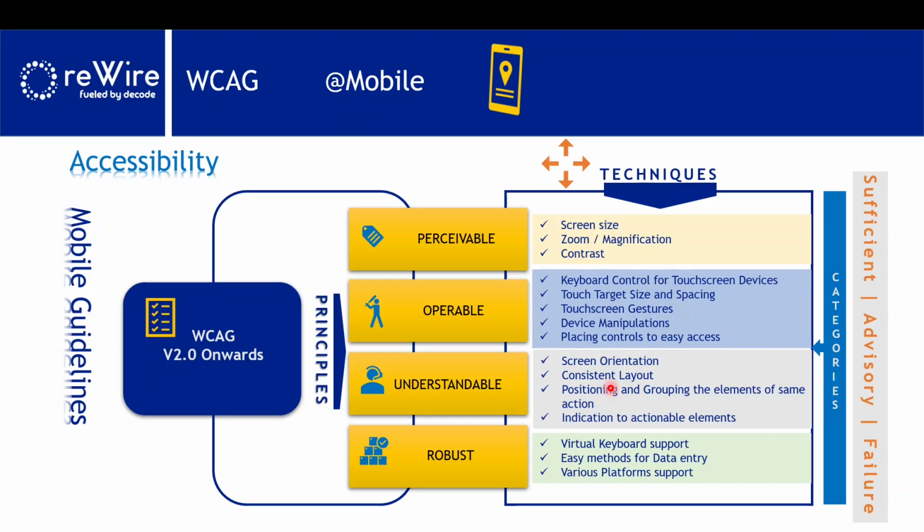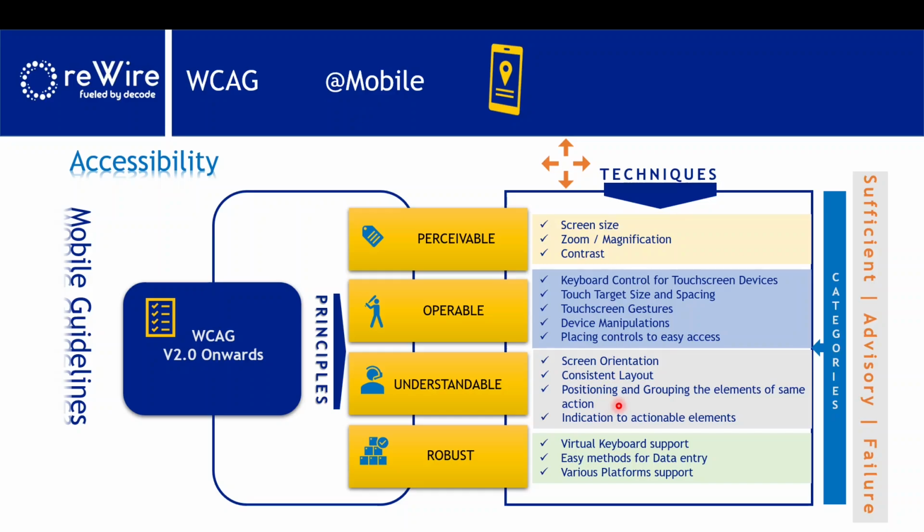It should not be inconsistent, or it should not be painful to the disabled persons. And the position and grouping of the elements of the same action and indication to the actionable elements. These two are critical because of disabled users.